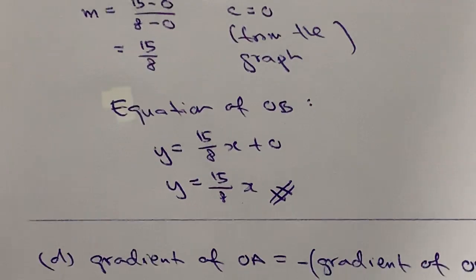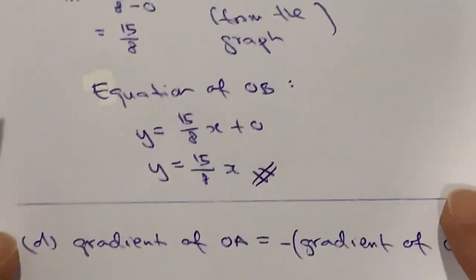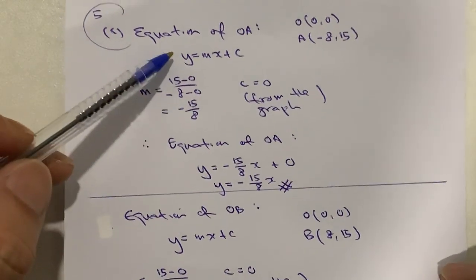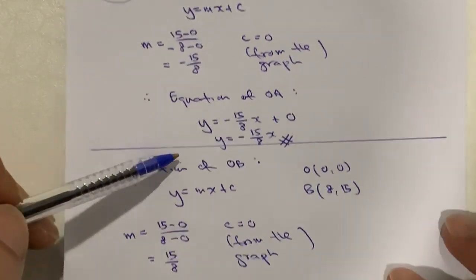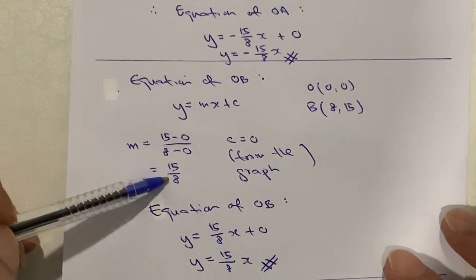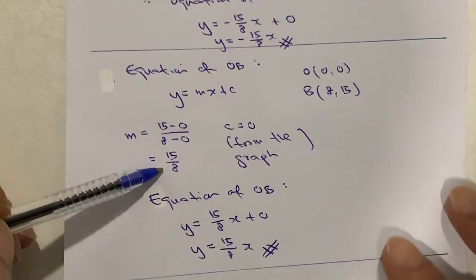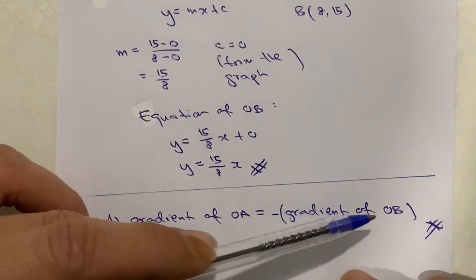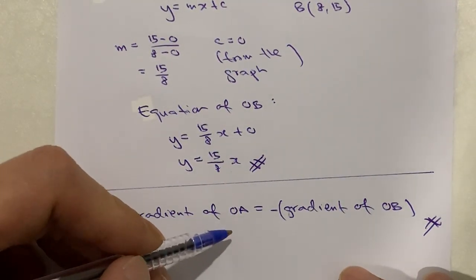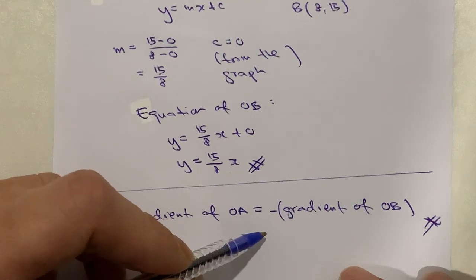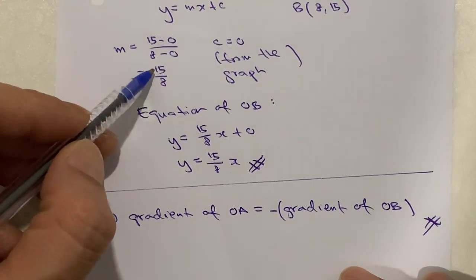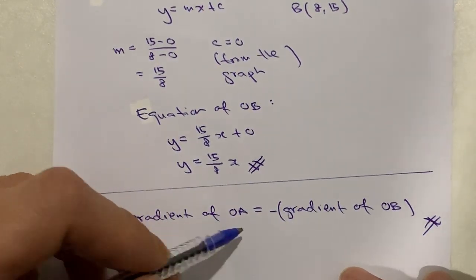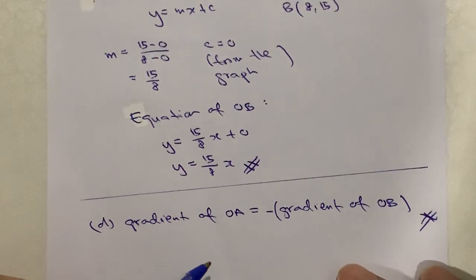Last question is to compare the gradients for OA and OB. If you look at the gradients for OA, this will be negative 15 over 8. Gradient of OB will be 15 over 8. So this one doesn't have a negative. So the gradient of OA is the negative of the gradient of OB. OA is actually negative 15 over 8. So for OB, to make it equal, you have to put a negative. So the negative of the gradient of OB will give you negative 15 over 8. So they will be equal. So they are just negative of one another.